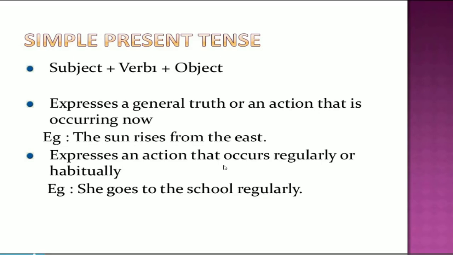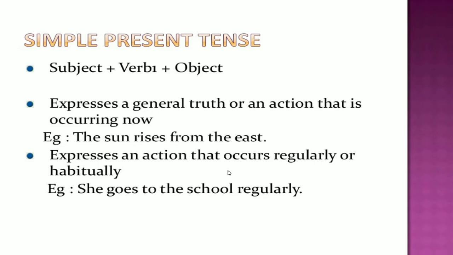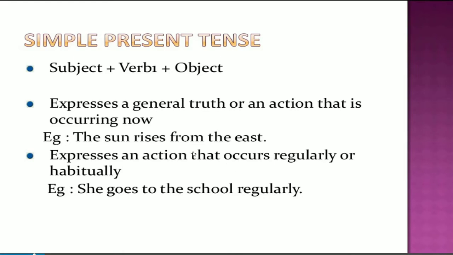For example, she goes to school regularly. So it is a habitual action. I pray every day. Because she is third person singular, we use goes. I go to school regularly. She goes to school, and they go to school. Only when the third person singular comes, the verb takes the s or es form.